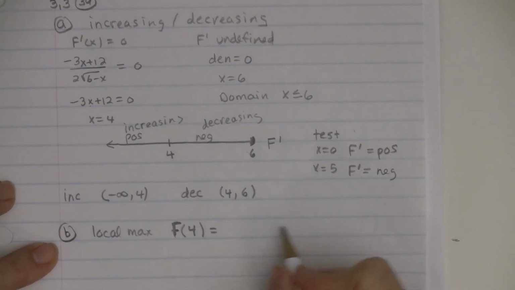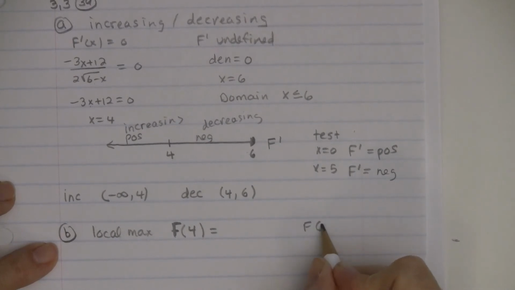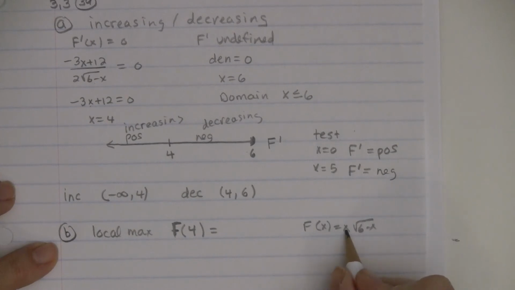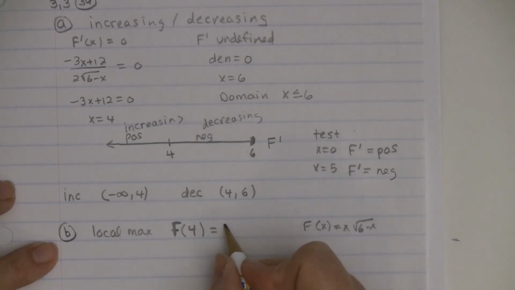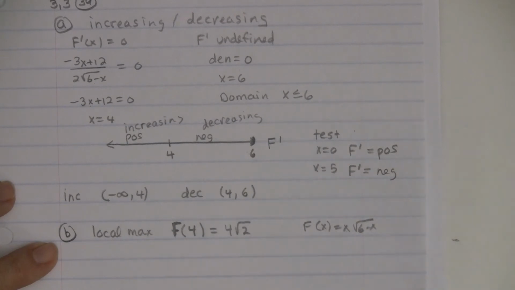So f, remembering, looks like this: x times the square root of 6 minus x. So I'm going to be putting in 4 here, and so that's going to be 4 square roots of 2. And so there's my local maximum, and I've written it in function notation, and I'm just going to go ahead and leave it in function notation.